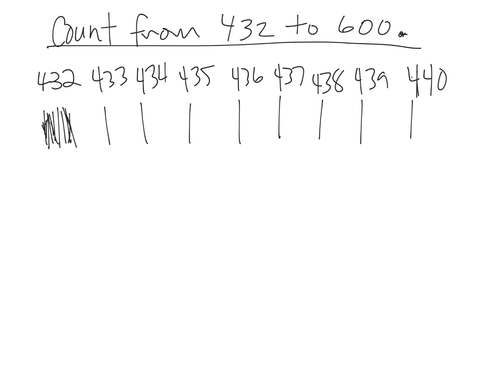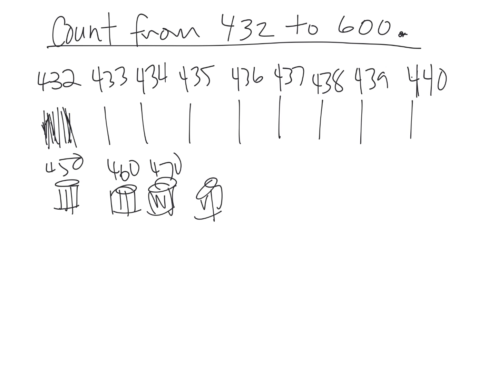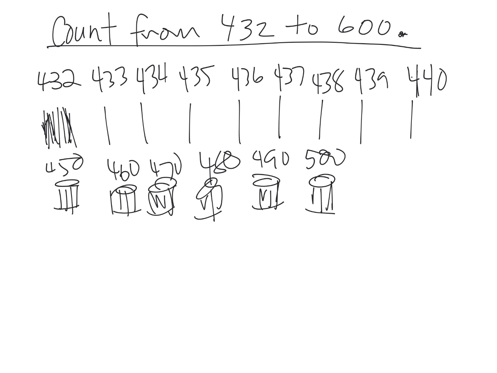And then at that point, now that we're at 440, we can start thinking about bundles of 10, all right? So that would be 450, another bundle of 10 would be 460, another bundle of 10, 470, and then 480, and then another bundle of 10, oh, my bundles are ugly, 490, and then another bundle of 10. So now you're at 500. And so now we can do a bundle of 100, and that bumps us up to 600. So that's ideally how we would count from 432 to 600.